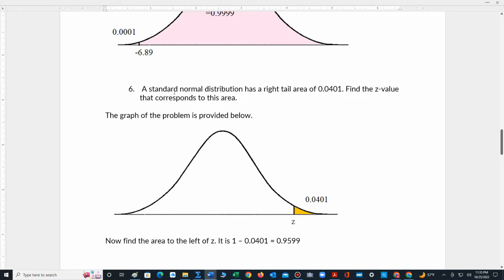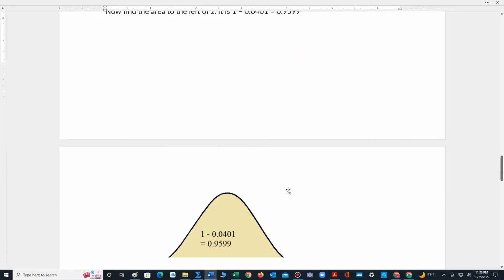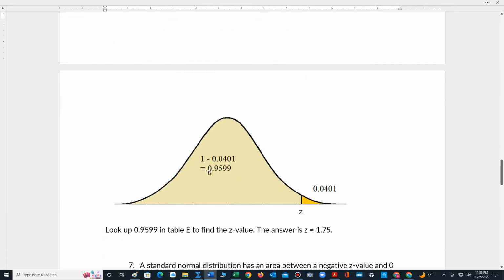And then the next problem says the following. A standard normal distribution has a right tail of 0.0401. The little areas at the edges are called tails. So this is a right tail, 0.0401. We want to find this unknown z value. In order to look up this unknown z value, we need the area to the left. So we take 1 minus 0.0401, which is 0.9599. So that's this area.